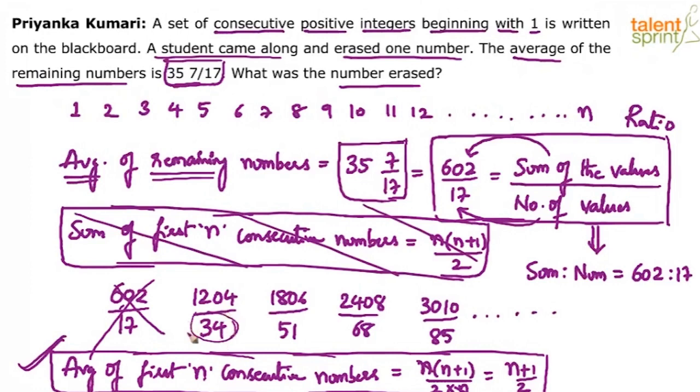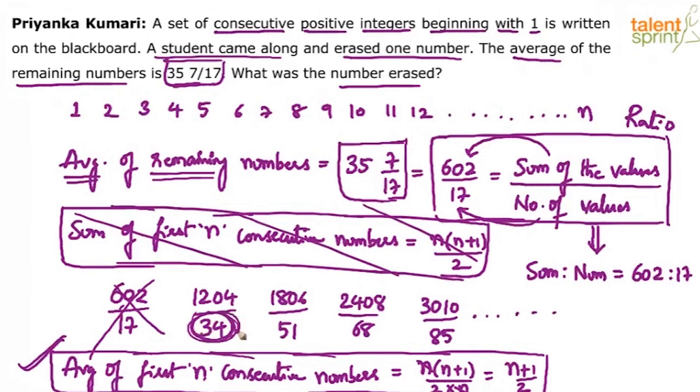According to this ratio, remaining numbers were 34. If remaining numbers are 34, originally there were 35 numbers. What is the average of 35 numbers? 35 plus 1 by 2. 35 plus 1 is 36, 36 by 2 is 18. The average of all the numbers is 18.